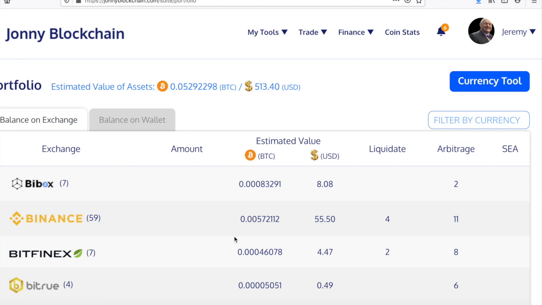So now what I want to show you is my Johnny Blockchain arbitrage trading robots. Now I've got a balance there of roughly $513.40. I started this account with $50 worth of cryptocurrency, and I've traded those cryptocurrencies and built them up to a value of 513. All of that's done by the arbitrage trading that you've got inside Johnny Blockchain.